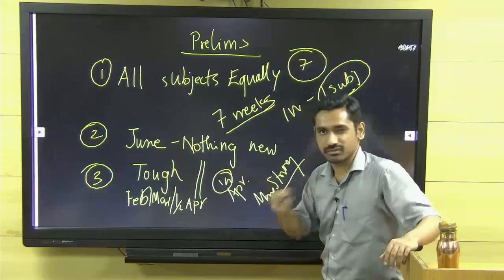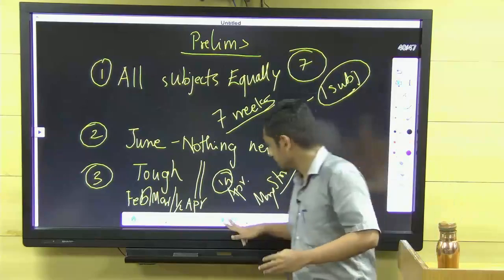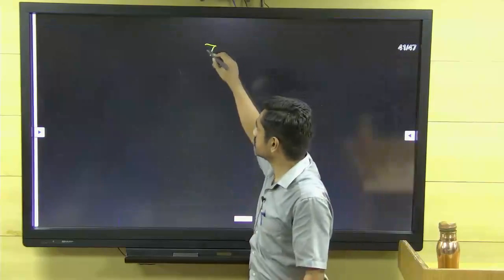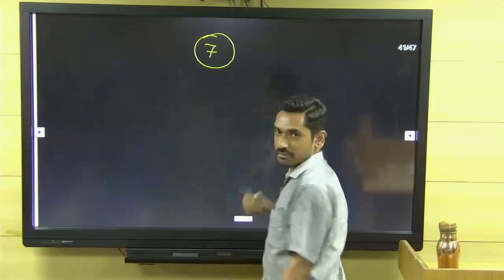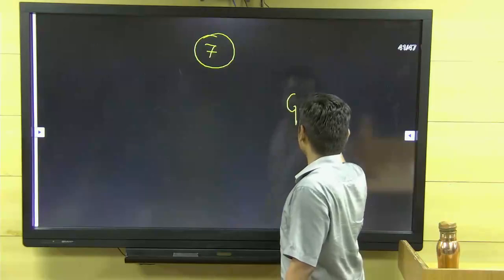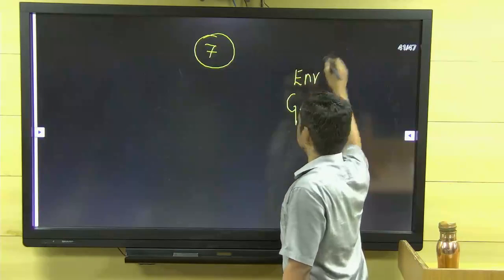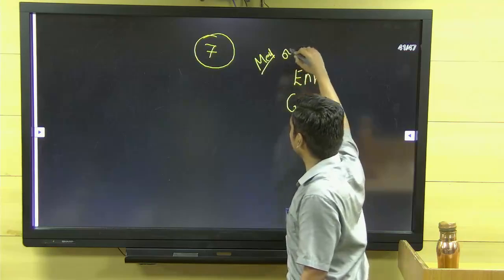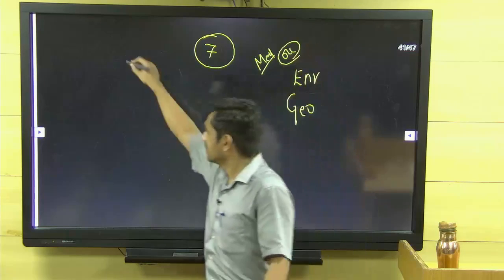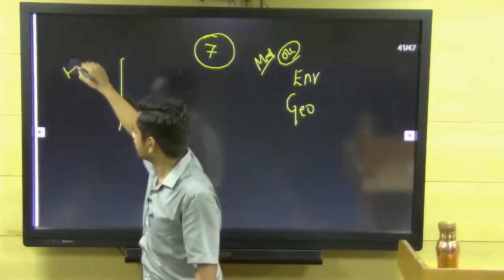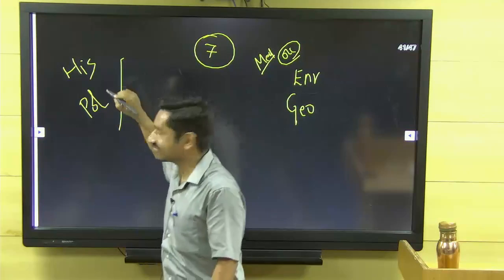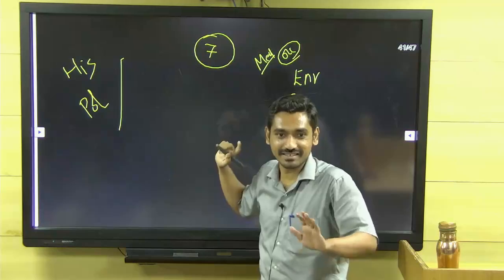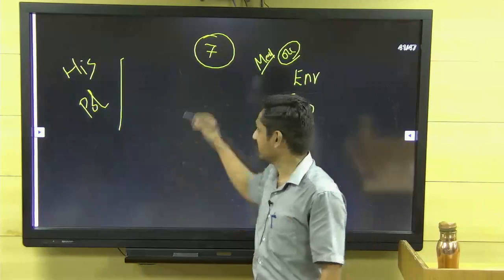I'll give you one simple example of how to arrange. Assuming 7 subjects are there, you can say 2 are strong. For example, take myself: geography, environment, strong, medium strong. I'll manage these 2 subjects. History, polity, these 2 are nightmares for me. Is it clear? The middle remaining 4 subjects will be there.